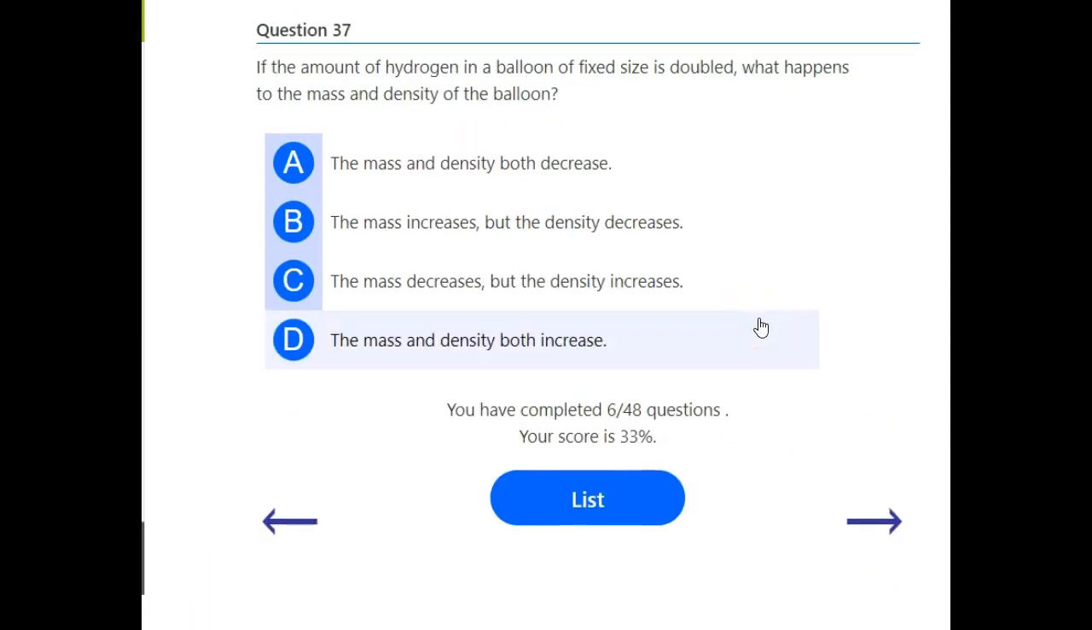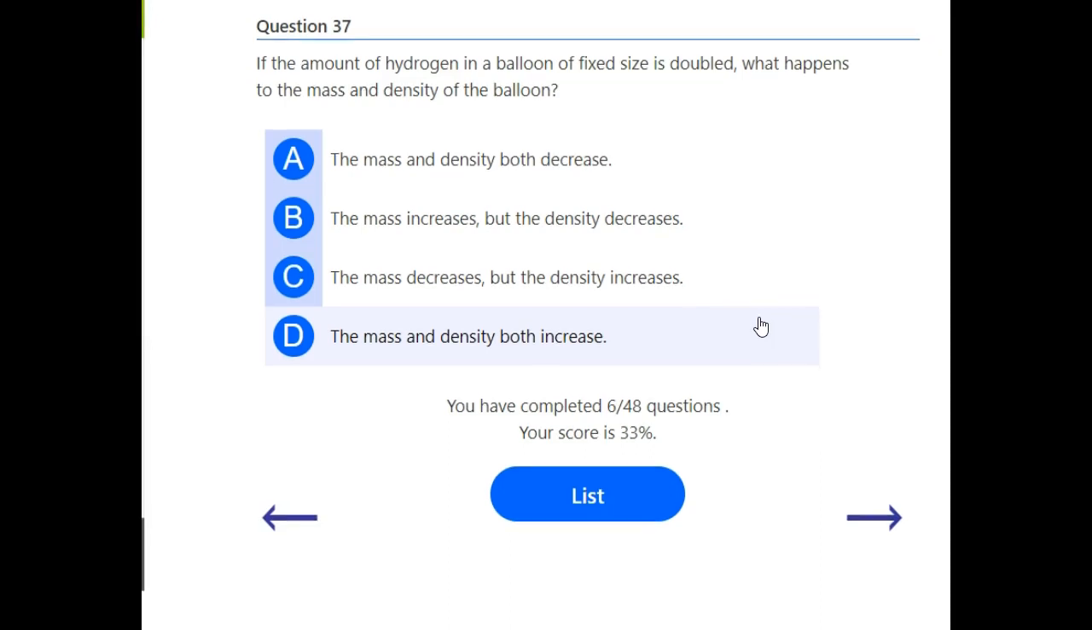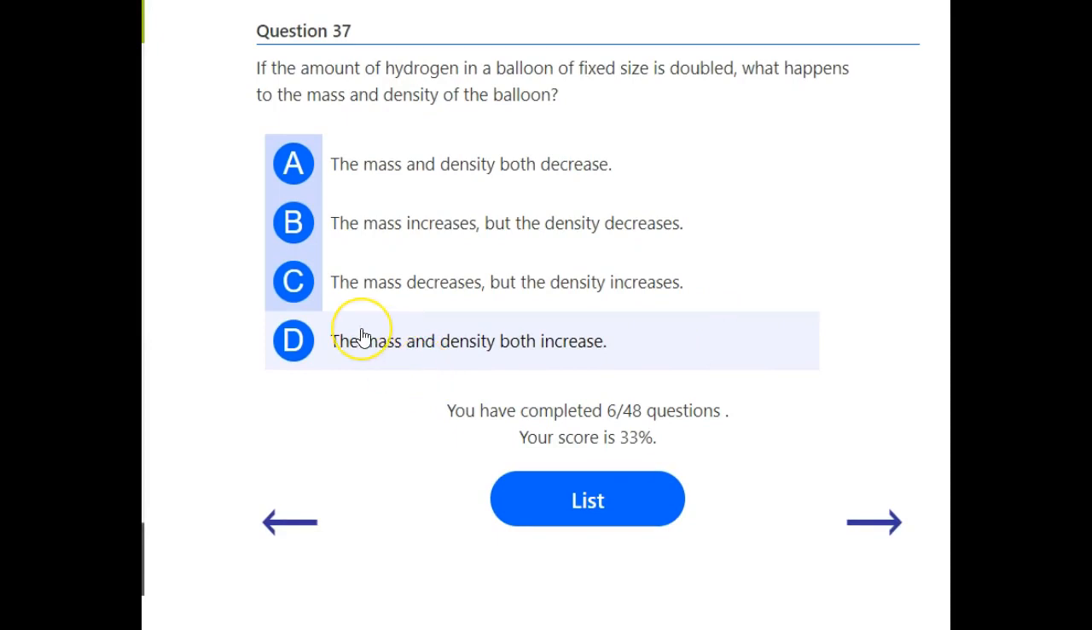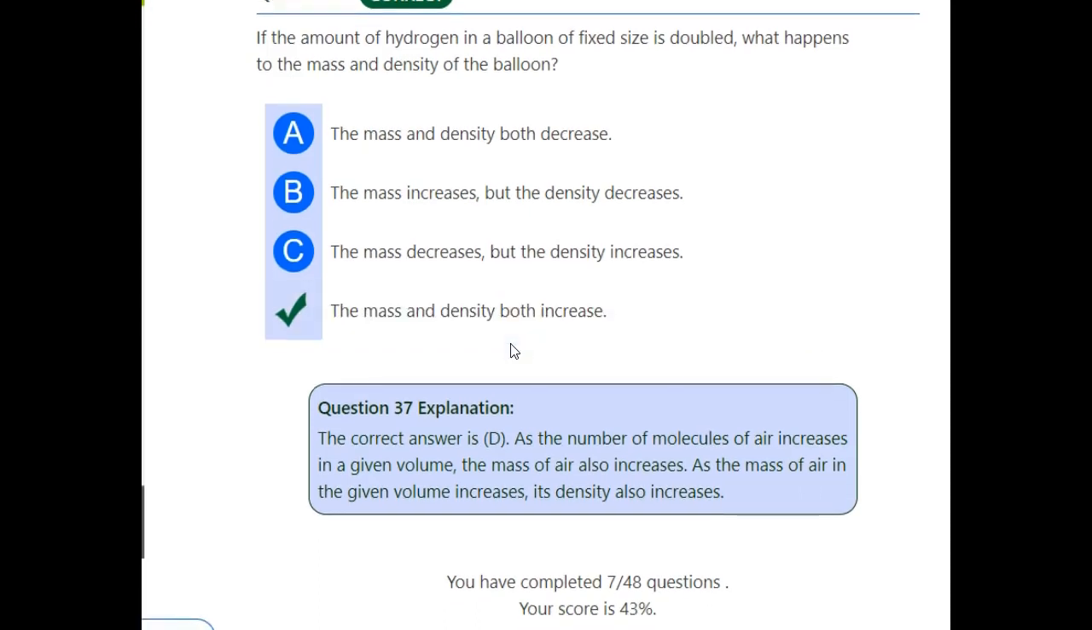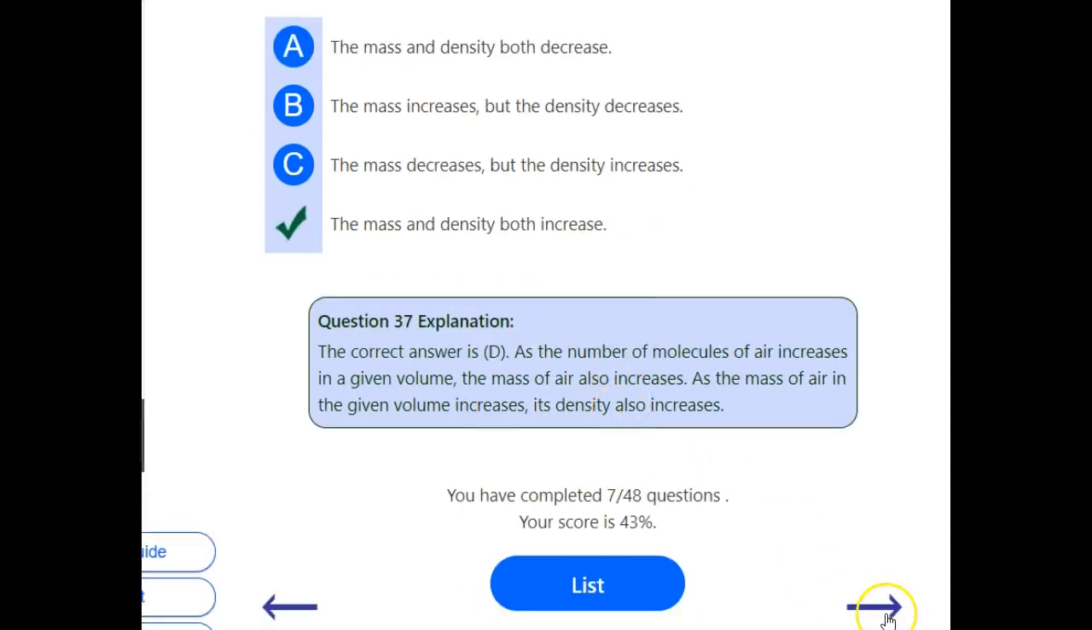If the amount of hydrogen in a balloon of fixed size is doubled, what happens to the mass and density of the balloon? A. The mass and density both decrease. B. The mass increases but the density decreases. C. The mass decreases but the density increases. Or D. The mass and density both increase. The correct answer is D. As the number of molecules of air increases in a given volume, the mass of air also increases. As the mass of air in the given volume increases, its density also increases.